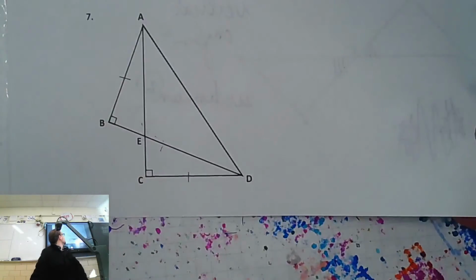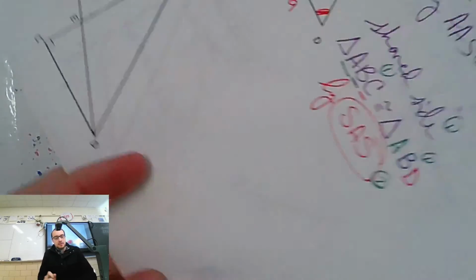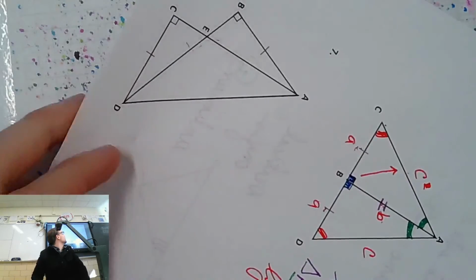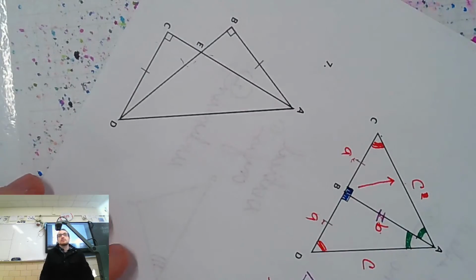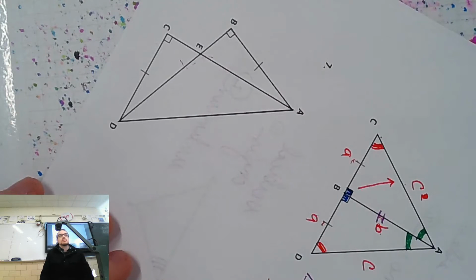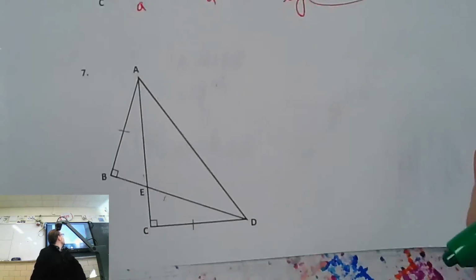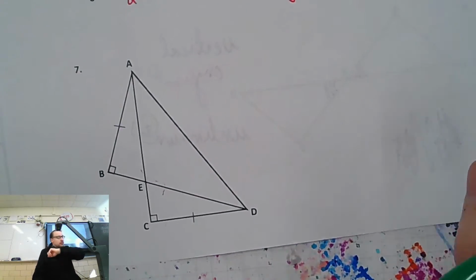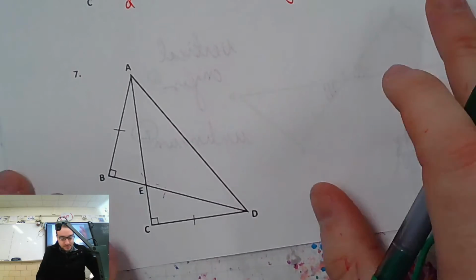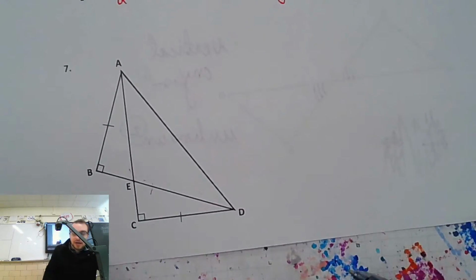Okay, all right, 7. A lot of you guys are confused by 7, but watch. It's the same thing as the review guide. It's just turned on its side. That's it. It's the exact same thing. All right, so let's focus on the big right triangles first.